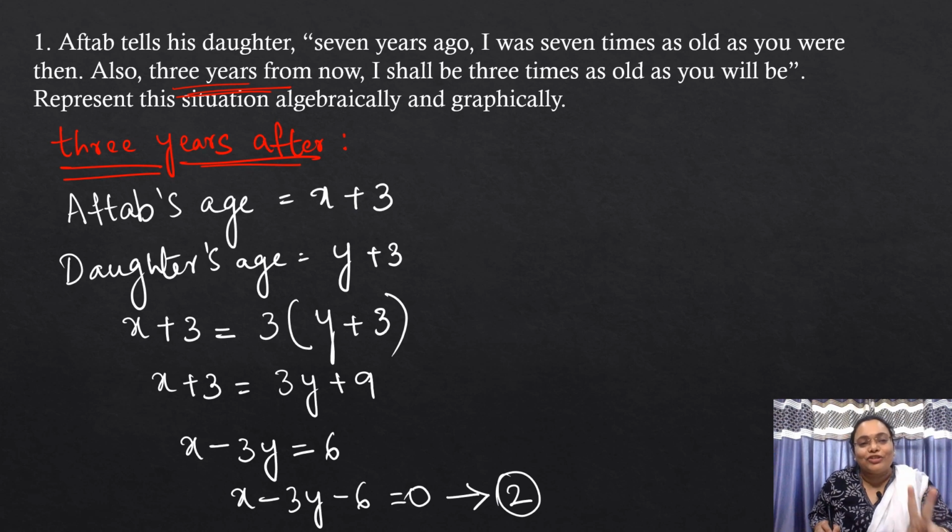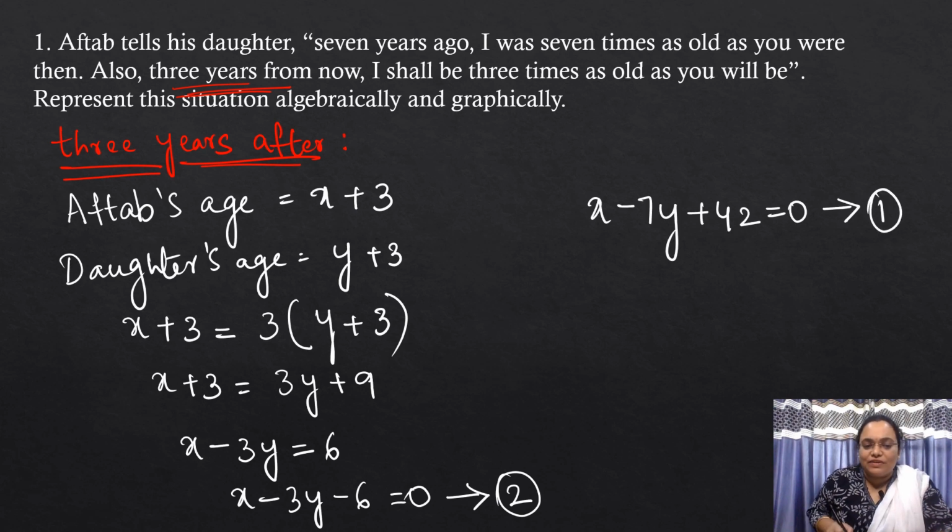Now we have got two equations, right? What was our first equation? X minus 7Y plus 42 is equal to 0 was the first equation, and X minus 3Y minus 6 is equal to 0 is the second equation. Okay, so we have represented this situation algebraically. Now let us represent it graphically.